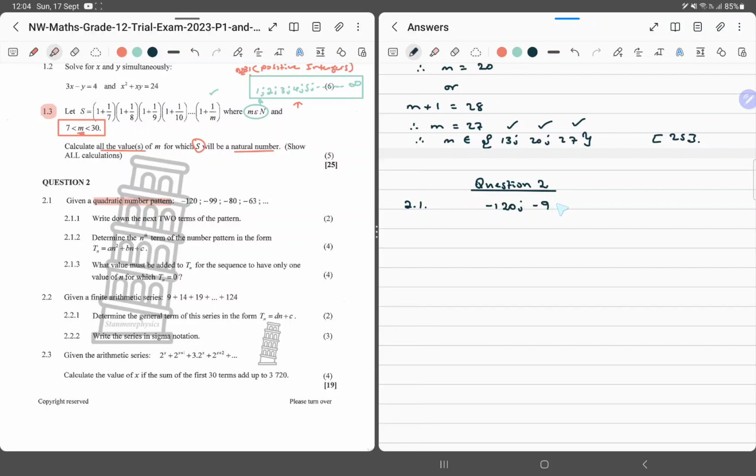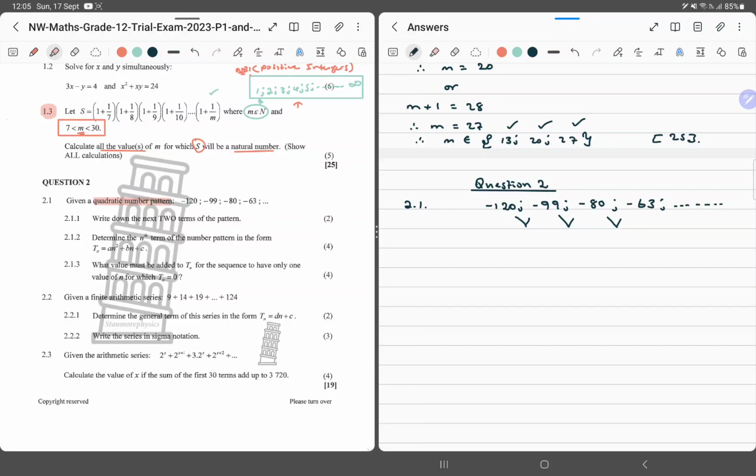Going to minus 99. Going to minus 80. Now this one is grade 11, guys. And if they put it in this way, you must just chow it. Obviously, with a quadratic number pattern, we know that we've got a sequence of first differences which make up an arithmetic sequence. So let's do, what are those?